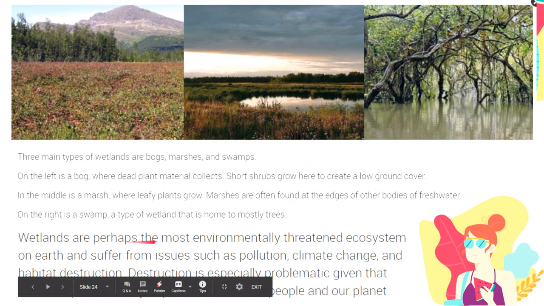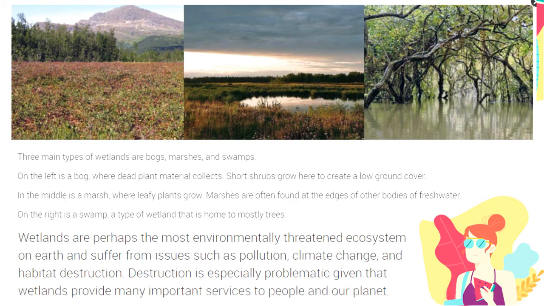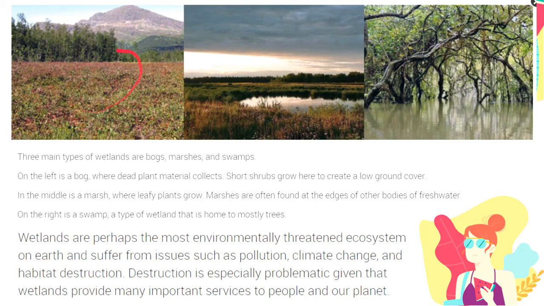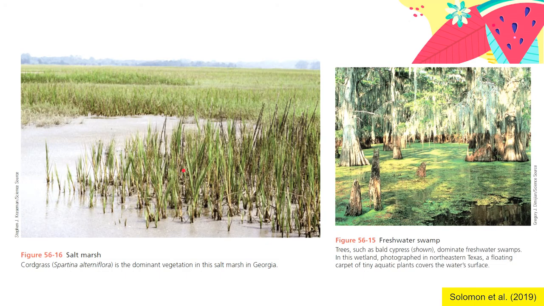So wetlands are the most environmentally threatened ecosystem on Earth, and they suffer greatly from pollution and climate change and habitat destruction. Okay, they're quite problematic because wetlands, these types of biomes can provide a lot of services specifically to other organisms. So this is a salt marsh in Georgia. So cord grass, as you can see, they're not grasses. So these are actually taller compared to what you can find here. Okay. This is the dominant vegetation in a salt marsh here in Georgia.